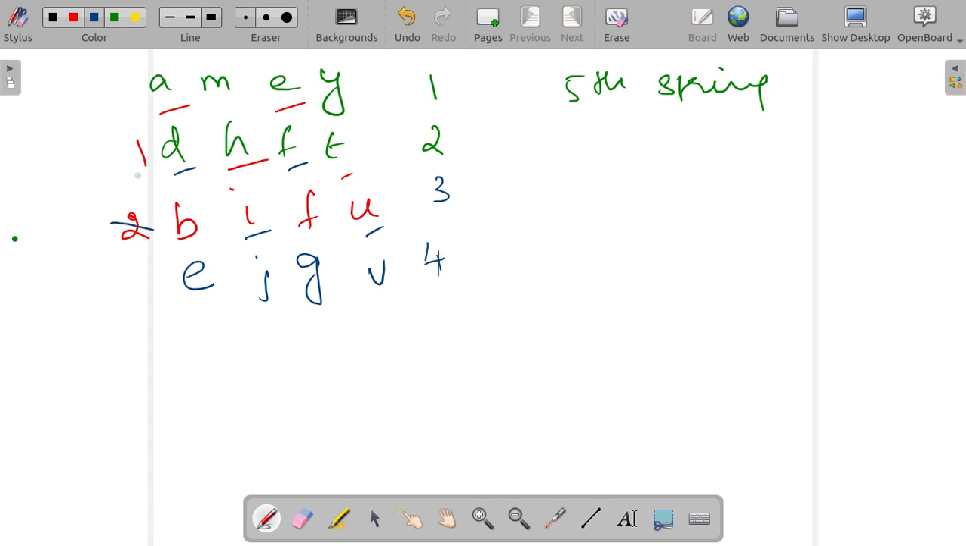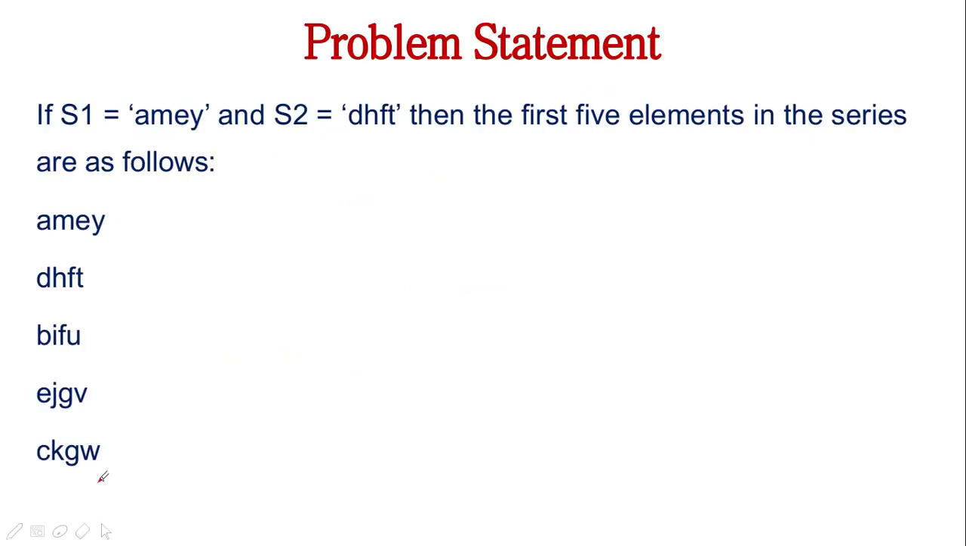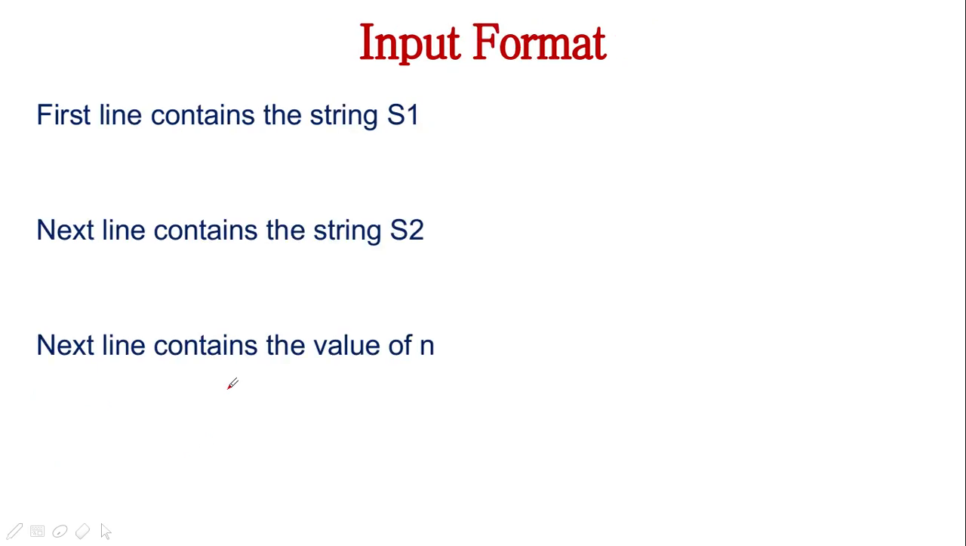When generating the fifth string, you consider this as the first string and this as the second string, and generate the next one. The first character should come from here, so after B you will have C, the second one J becomes K. After F you will have G, and after V you will have W. This is your fifth string in the sequence. First two strings are already given as input, so the fifth string will be CKGW. So for this particular input, this is the output.